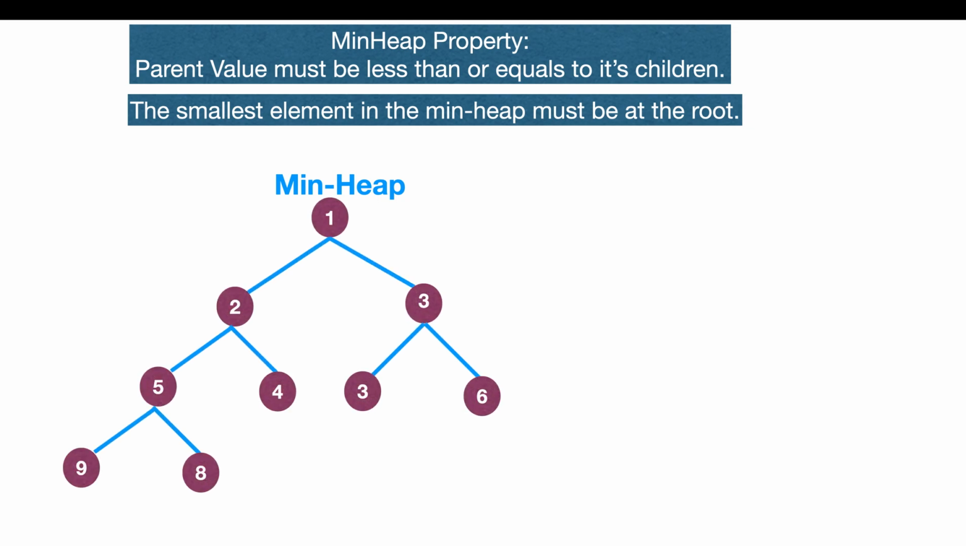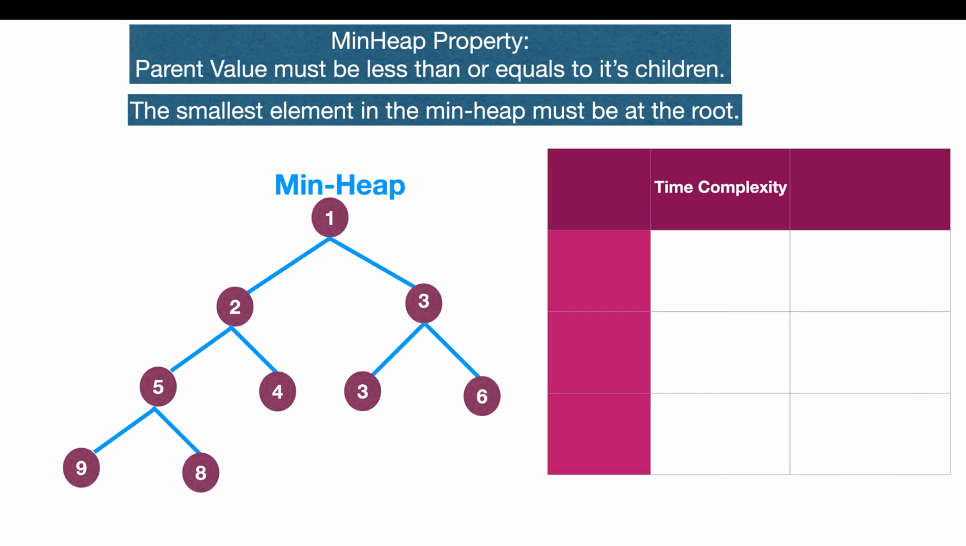Let's see is it satisfying MinHeap property or not. So we have parent 1 which is less than its children. Similarly parent 2 less than its children. Parent 3 which is less than or equals to its children. Similarly parent 5 less than its children. So let's talk about the operations of MinHeap.